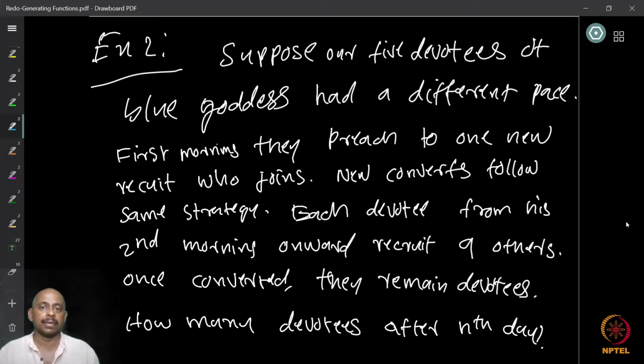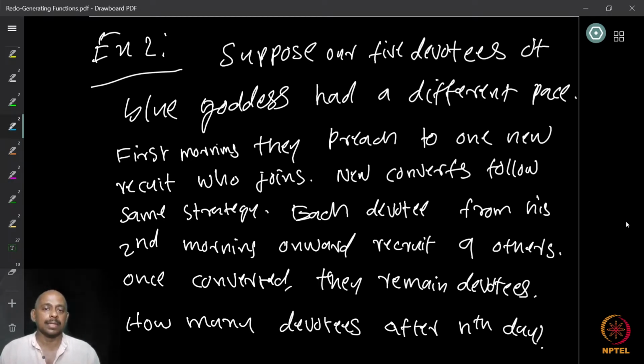So again, we have our 5 devotees of the blue goddess. Now they change their strategy of conversion. They started converting in a different way. On the first day, they will preach to one recruit who joins. So the first morning, right after the religion was formed, they will convert only one person.